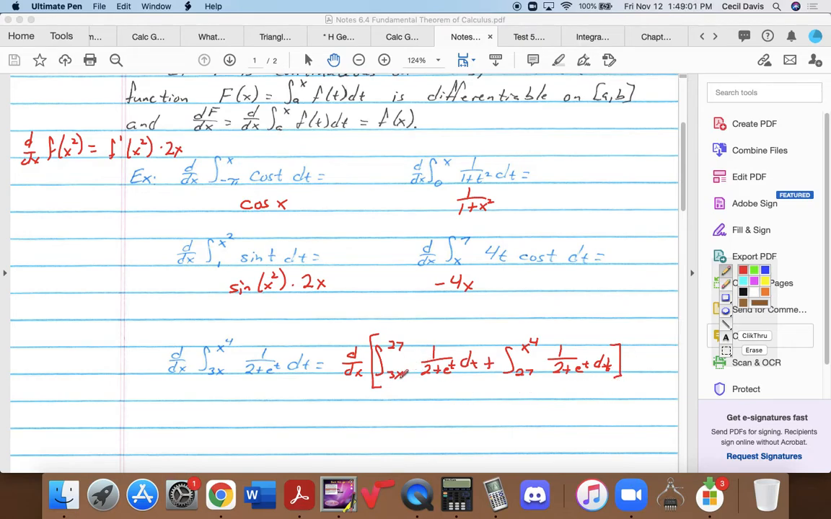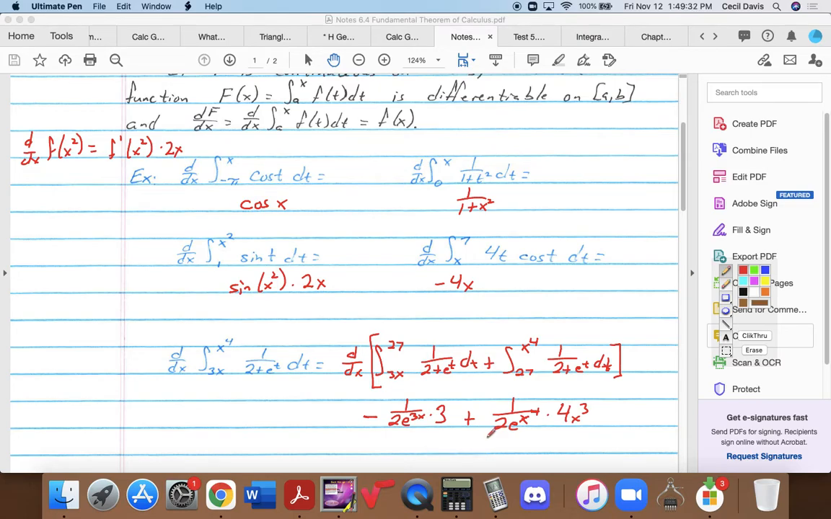So for this first one, it's just flipped, so we're going to have negative 1 over 2 plus e to the 3x times the derivative of 3x because of the chain rule, which is 3, plus 1 over 2 plus e to the x to the fourth times the derivative of x to the fourth, which is 4x cubed.